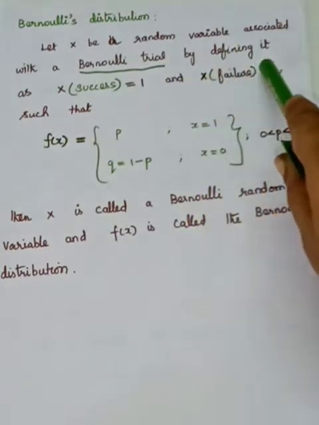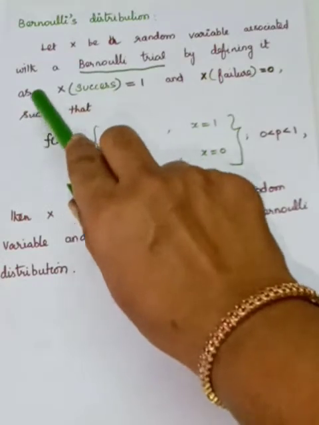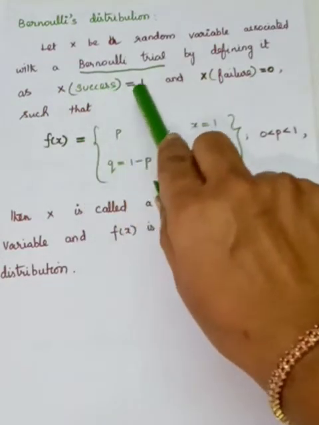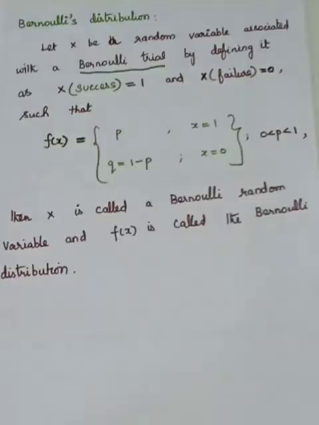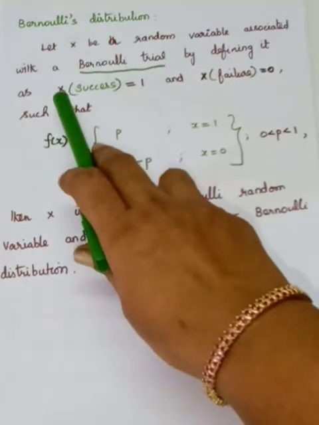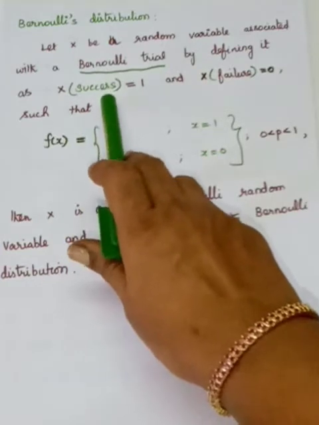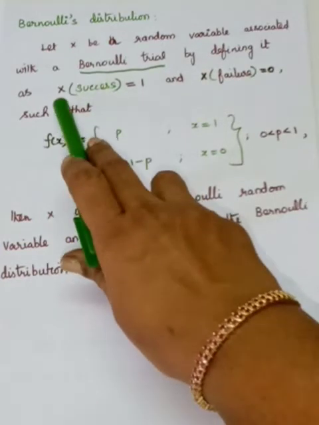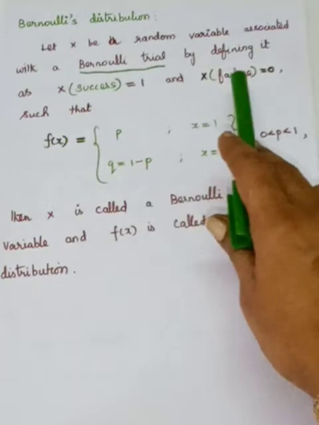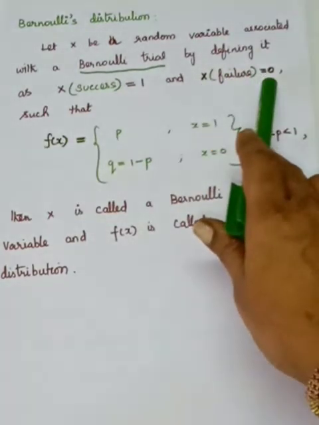Okay, so we define X(success) equal to 1. What is X? X is the random variable. X is denoted as the number of successes for the Bernoulli trial. Okay, X is the number of successes. You see now, if we get success, the value of the random variable is 1. If you get failure, the value of the random variable is 0.